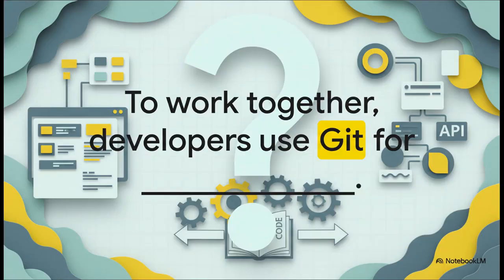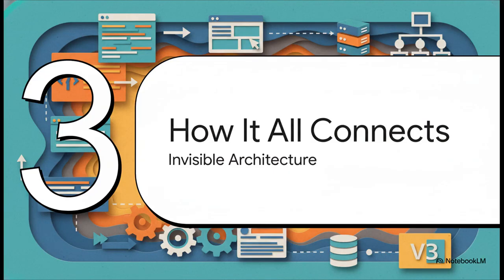Time for our second checkpoint. Let's fill in the blank here. To get a whole team working on the same code, they use a tool like Git for version control. Exactly. See, you're totally getting this. We've seen what the user sees, and we've peeked at the developer's tools.